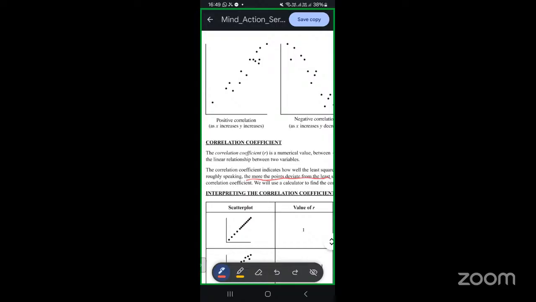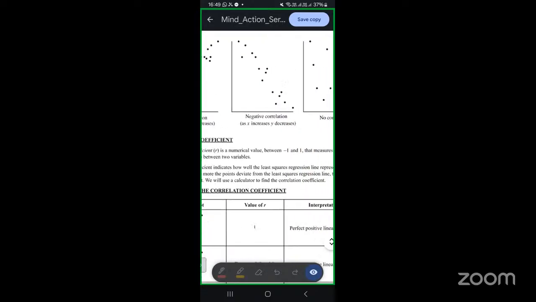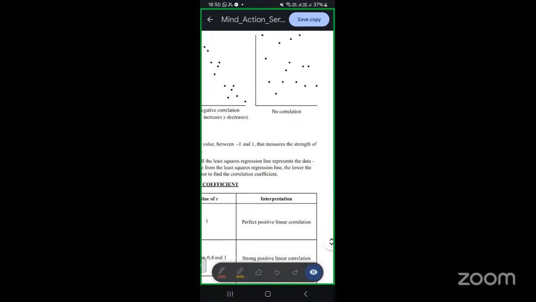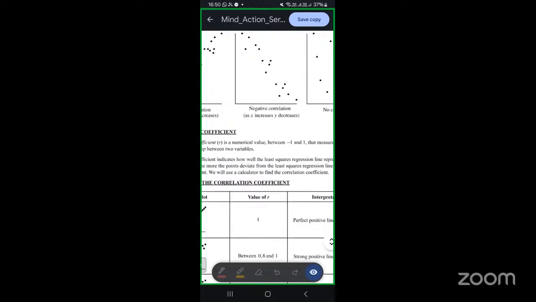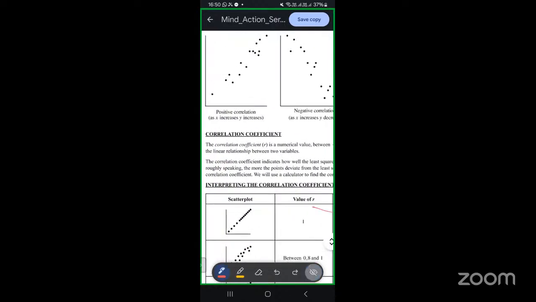That the more the points deviate from the least squares line, that solid line, just know that the correlation coefficient will be lower. The correlation coefficient will be lower if those points deviate from the line. Okay, sir. Then if they don't deviate, the correlation coefficient will be higher.